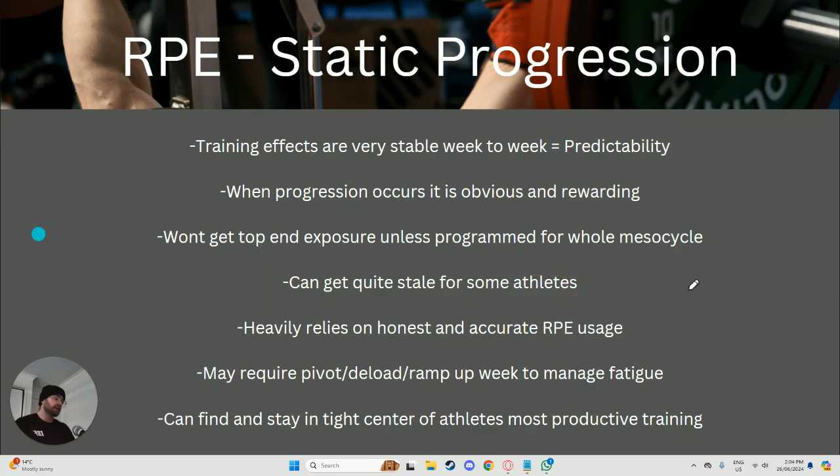Let's say we end up squatting 2 sets of 5 at that 7 RPE. And that works really well for an athlete. Well, if we end up doing that for like 20 weeks, maybe that same sort of workout ends up getting a little bit boring. Not for everybody, but it is a possible negative for this sort of programming.